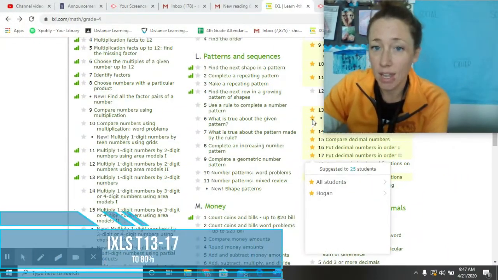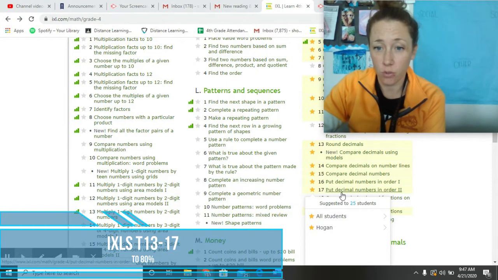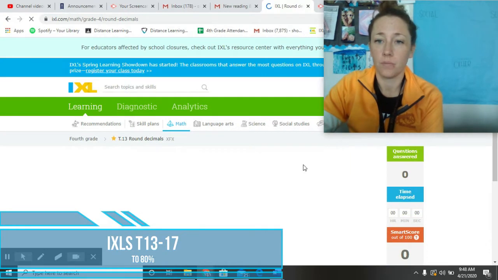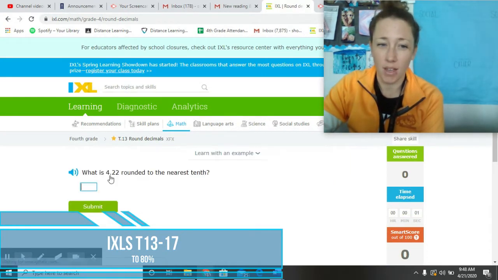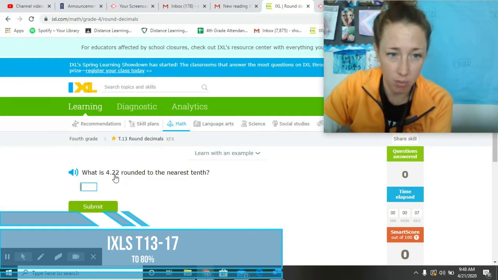So today we are working on quite a few of them. Let's do 13 through 16 today. So we're going to start with rounding decimals. This is just like thinking about money kind of. So rounded to the nearest tenth. Well, it's not always money, I guess. So here's the tenth place value.